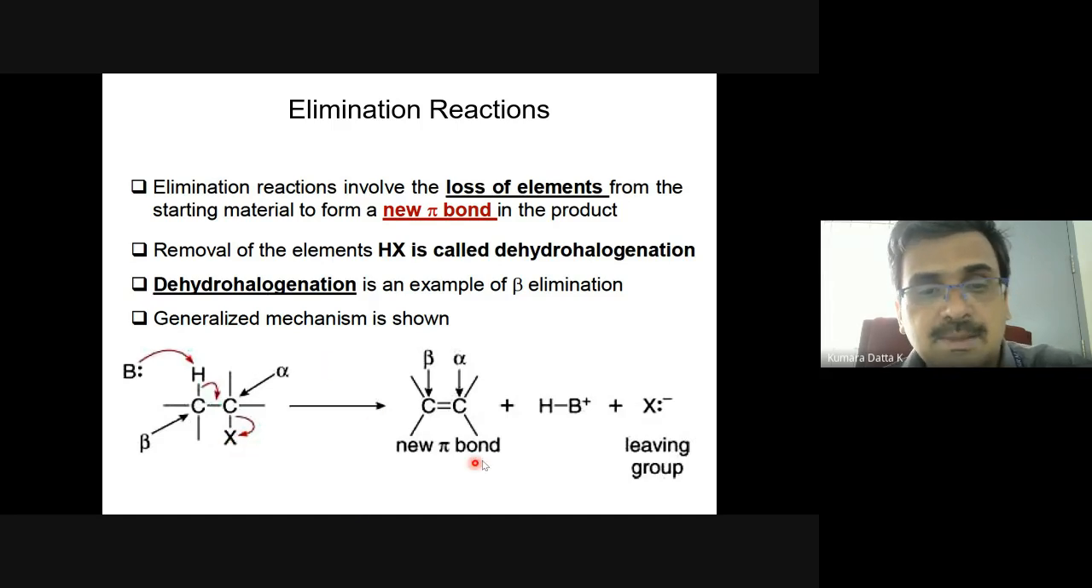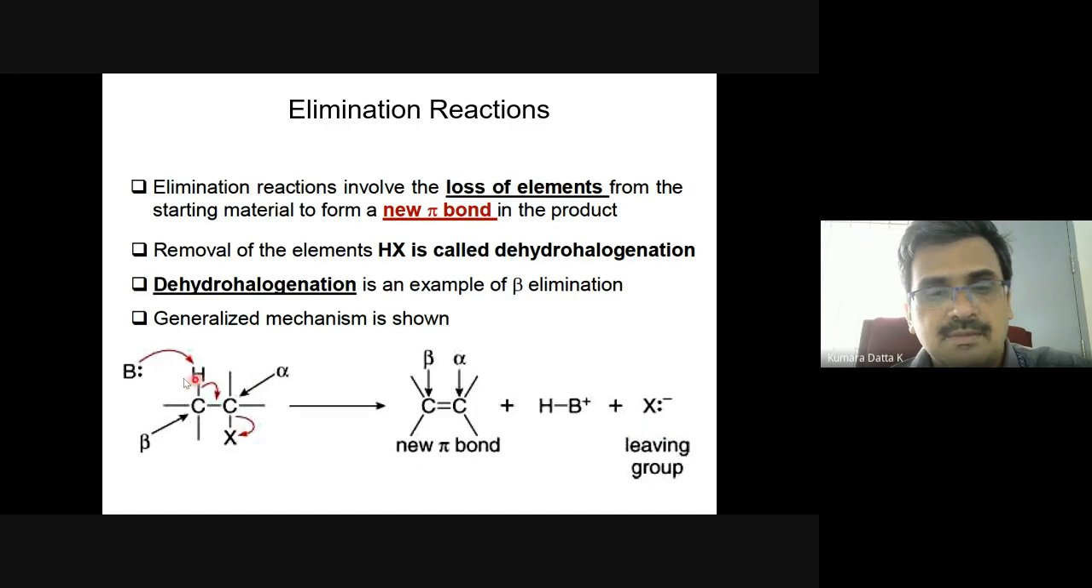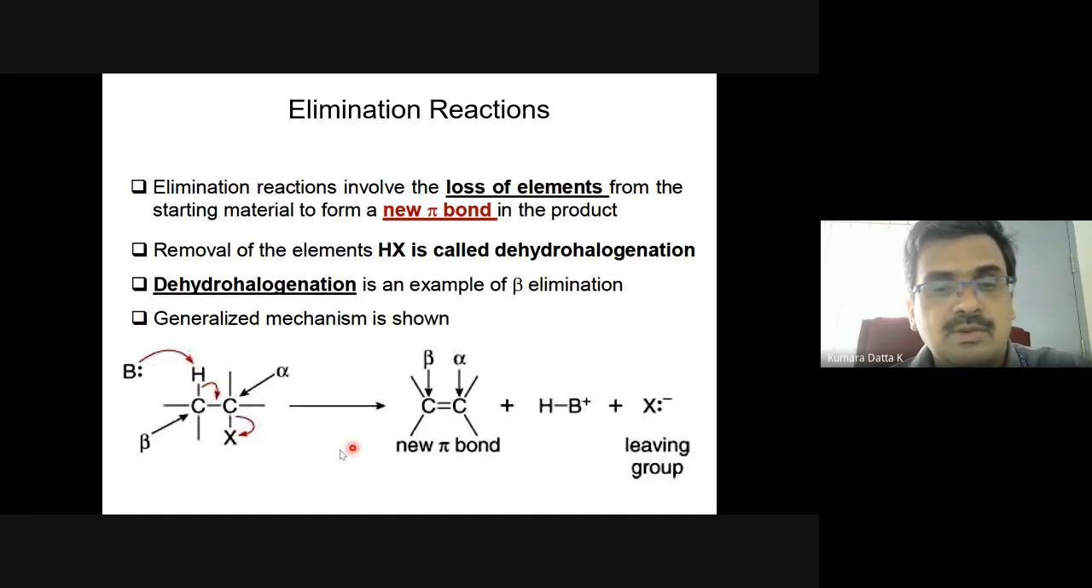So this is the mechanism where you remove species like hydrogen and halogen to form a pi bond. You can see this alpha and this beta now. For example, H plus will go and the halogen will go as minus. So you should have a nucleophile which can bind to this, along with a leaving group. So these are elimination reactions.